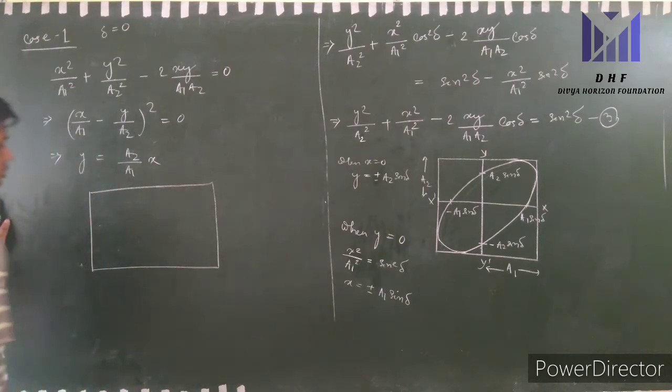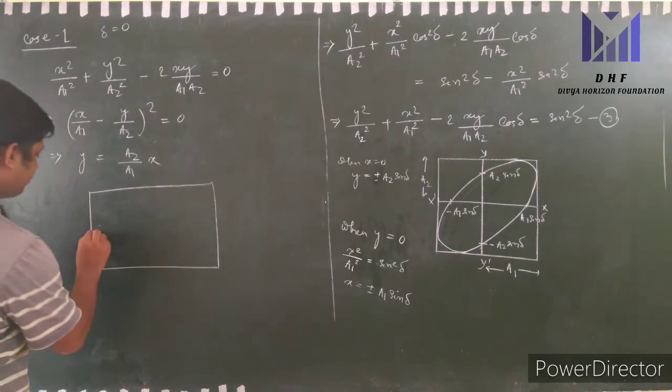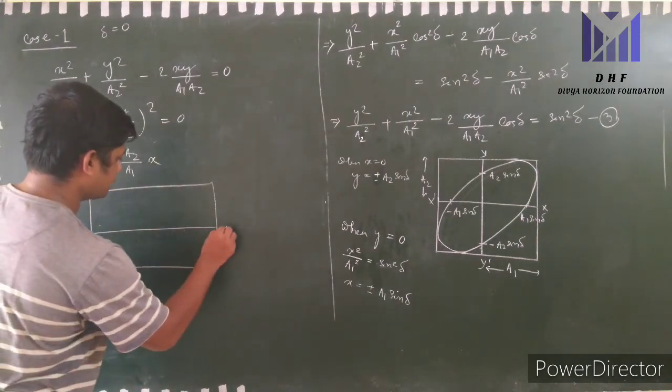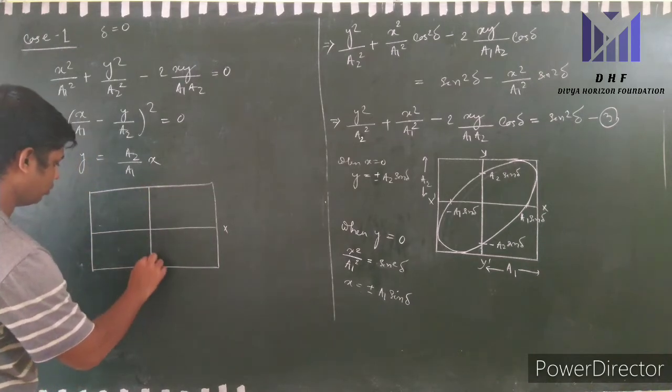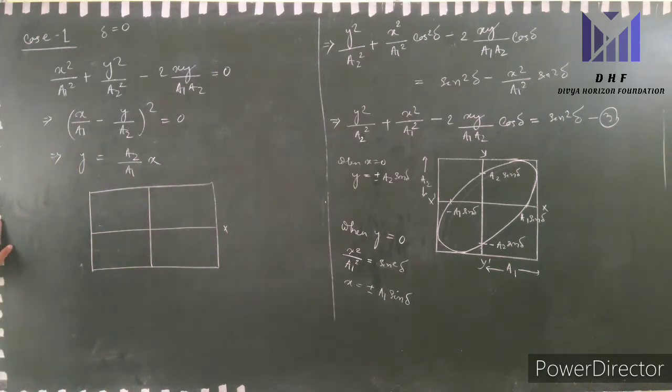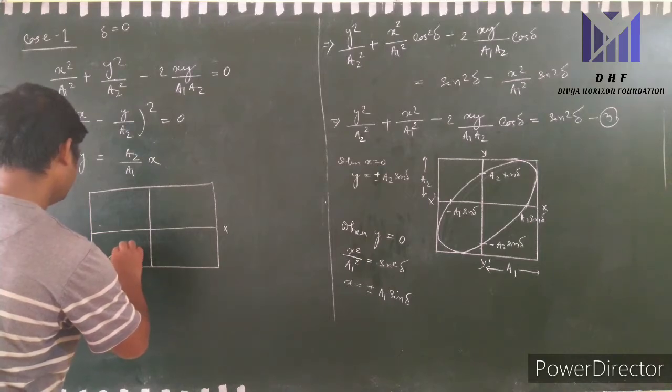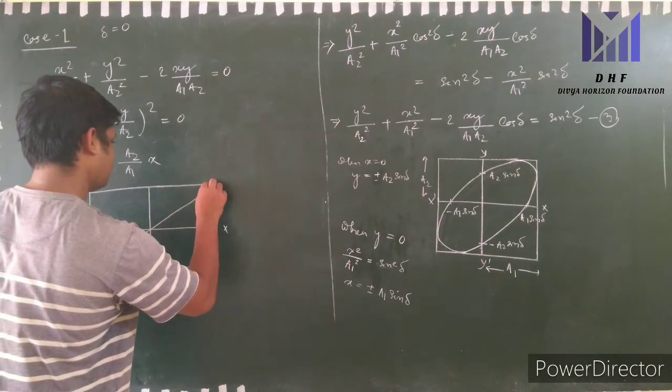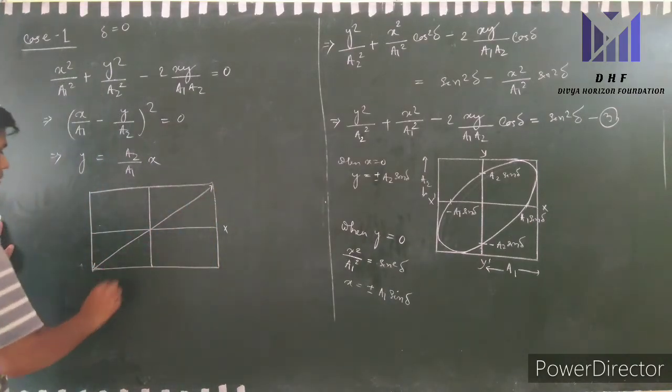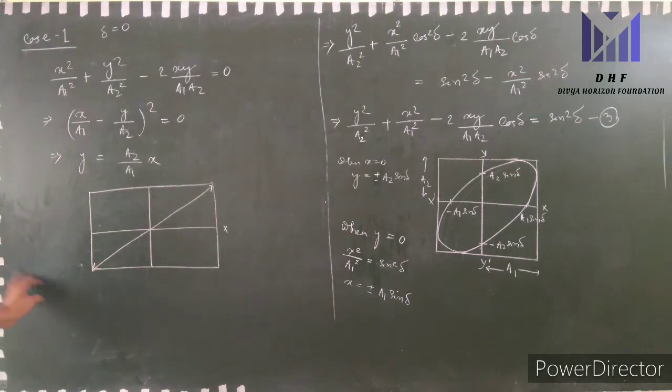Let us inscribe the figure inside a square, and this is, let's say, the x-axis and this is the y-axis. The equation of motion is a straight line with y-intercept 0. So this will be the equation. This will be the combined equation of motion. Here is the equation of a straight line.